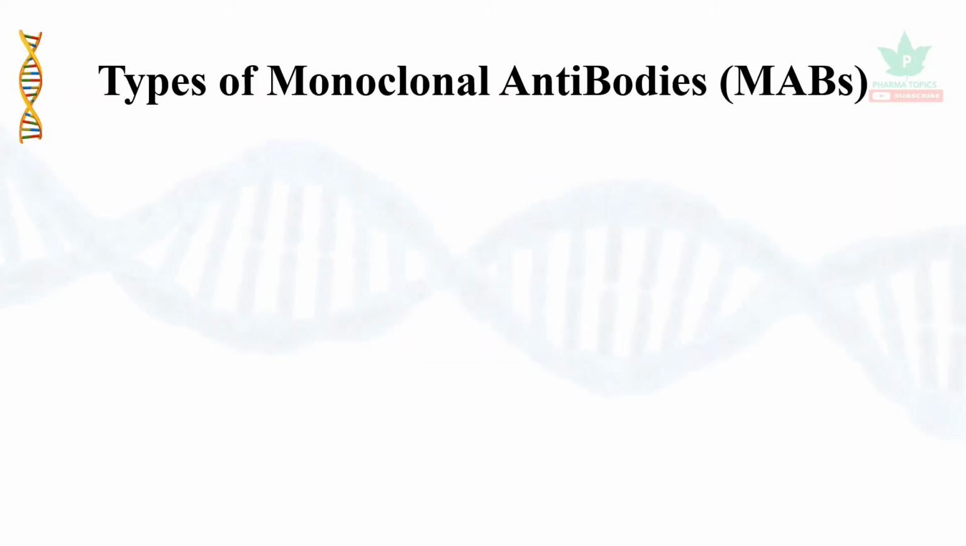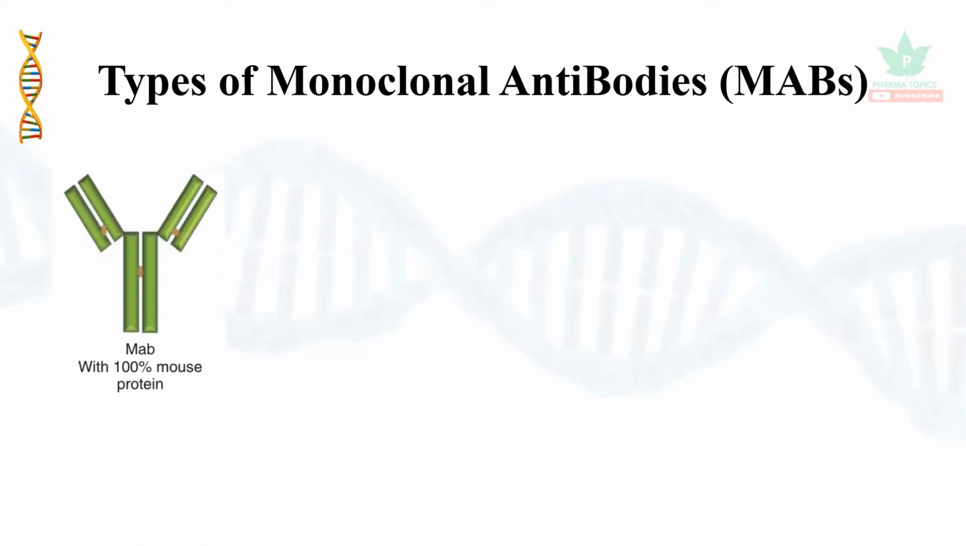Let us see the different types of monoclonal antibodies. Since the hybridomas are a fusion of mouse and myeloma cells, they may contain protein portions from the mouse. The first one is a monoclonal antibody with 100% mouse protein. Previously, it was there in the market, but there is one problem. It can produce human anti-mouse antibodies when administered to humans. So it may cause type 3 hypersensitivity reaction.